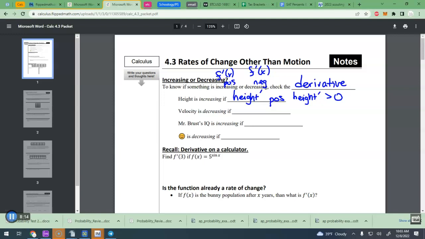So velocity is decreasing if. So I could write velocity prime, but what else could I write? What is velocity prime? It's acceleration, isn't it? So I could put velocity prime is positive, or I could say acceleration is positive. And you can use positive or greater than 0. They're the same, you can write either one you want. Velocity negative. Velocity prime negative, or acceleration.